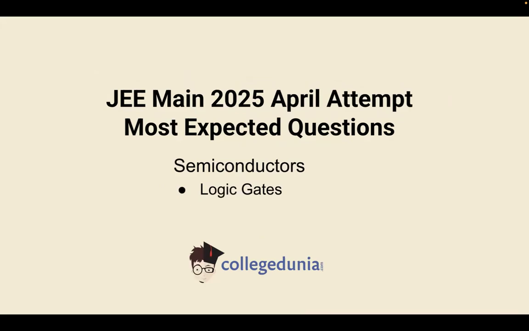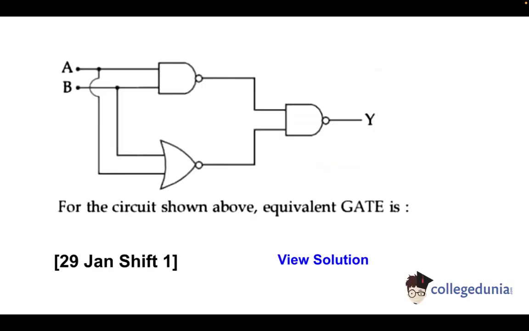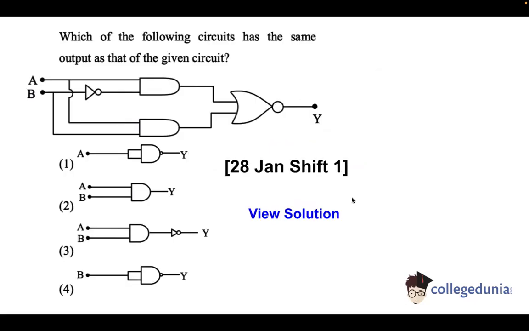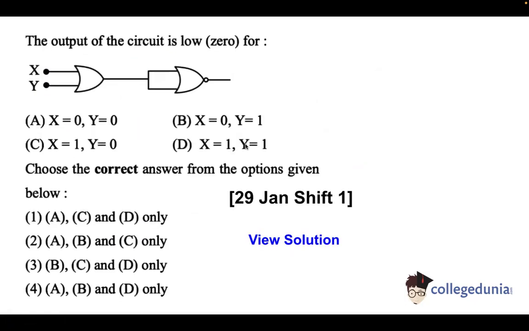Let's see what questions are there. See, this is a combination circuit and you just need to find the equivalent gate. And next question. See, this also involved a combination circuit and you need to find the equivalent circuit, or you can call it the equivalent gate. If you have the basic knowledge of gates, then you will be able to solve it very easily. See, here also you need to calculate the output of the circuit.